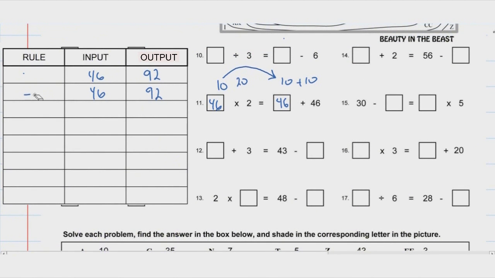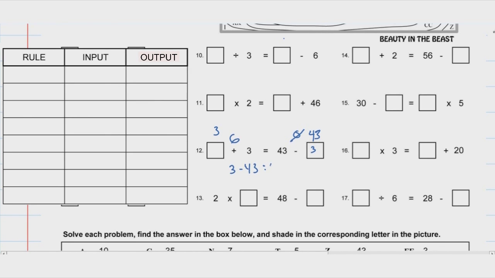Problem number 12 says something plus 3 equals 43 minus something. We have an adding and subtracting, so we know the answer has to be smaller than 43, because 43 minus 43 will give you 0. And it has to be bigger than 3, because 43 minus 3 is 40, and 3 plus 3 is 6. So we know it has to be somewhere between 3 and 43. I'm just going to add 3 plus 43, which equals 46. Then I'm going to divide it by 2 to find the number perfectly in the middle, which would be 23.